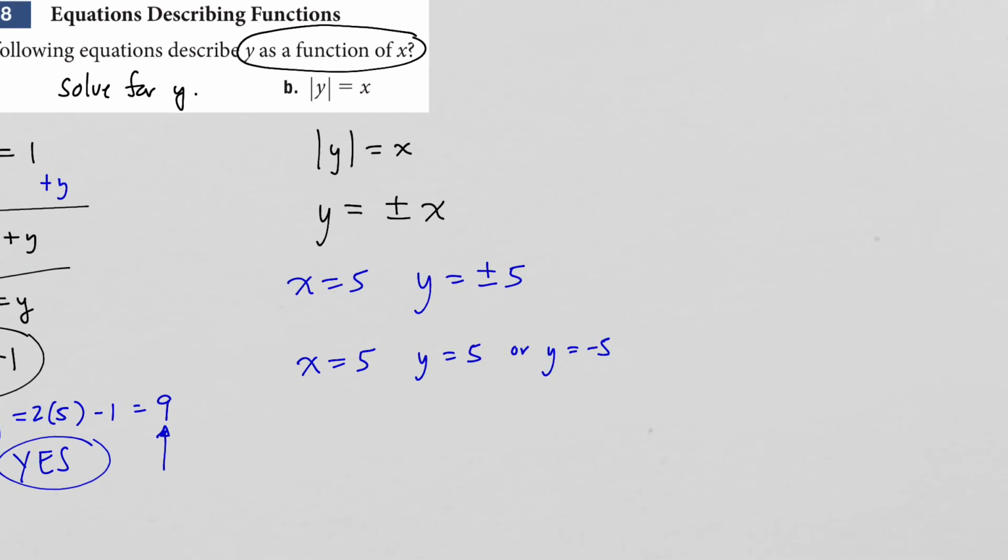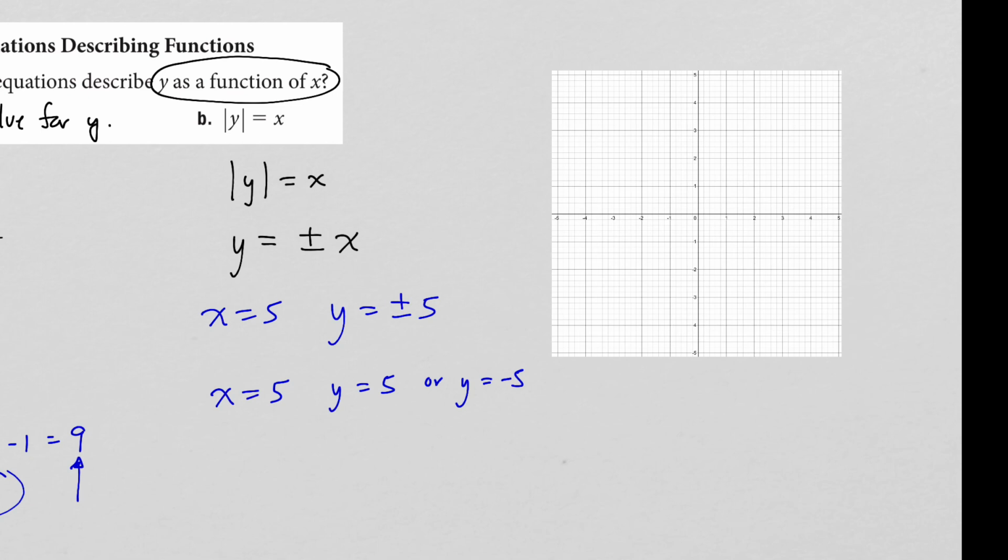So if you think about that on a graph, what we're saying here is that when x equals 5, which is this number here, y is equal to 5 or y is equal to negative 5, okay? That is not a function because that fails the vertical line test. If I draw a vertical line right there, I'm going to hit twice, okay? But let me show you more.